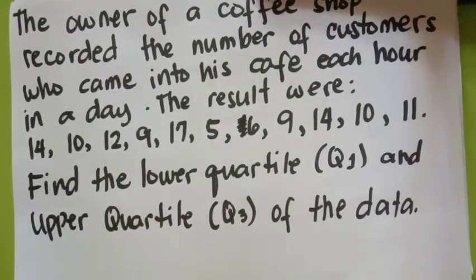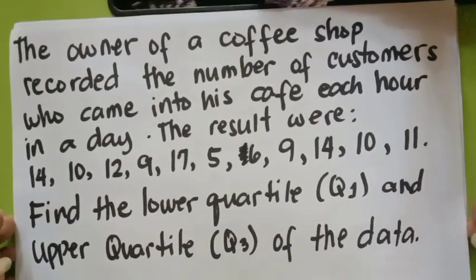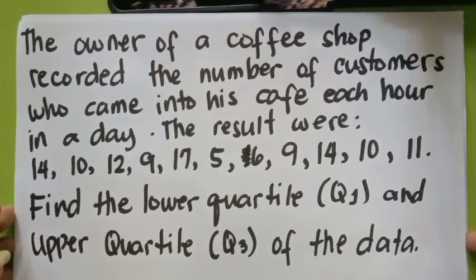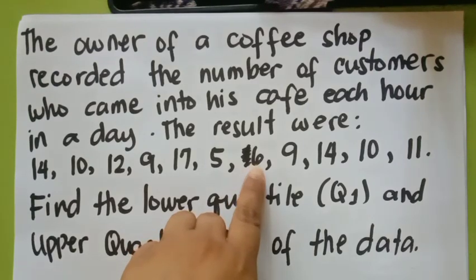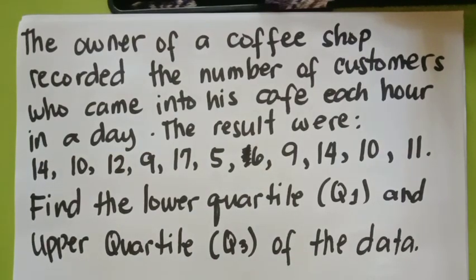So, let's have an example. Okay, so this is the example. The owner of a coffee shop recorded the number of customers who came into his cafe each hour in a day. The results were 14, 10, 12, 9, 17, 5, 6. This is 6 people. 9, 14, 10, 11.